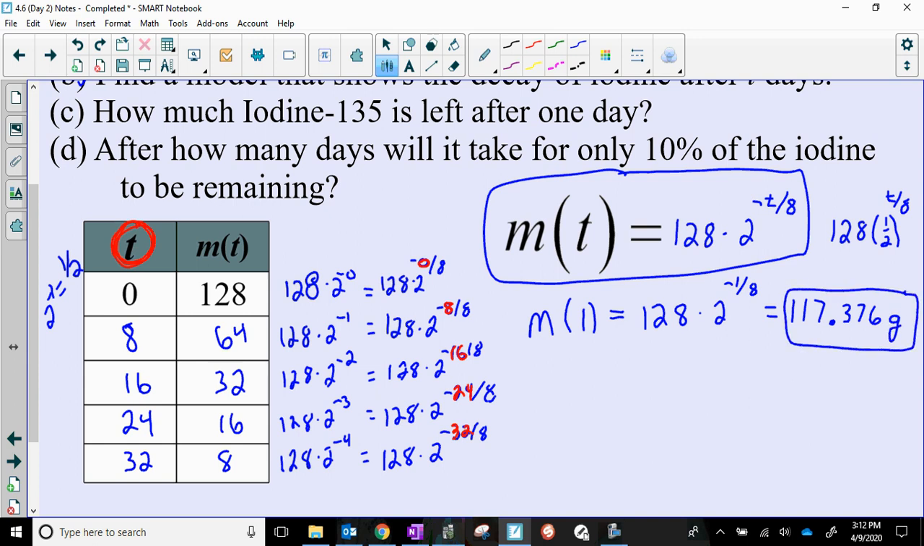Now we talked a little bit about reasonableness yesterday. Let's see if there's a reasonable answer. Well, 1 is between 0 and 8, and 117 is between 128 and 64. So that seems like a reasonable answer to me. All right, part C is done. Let's move on to part D.